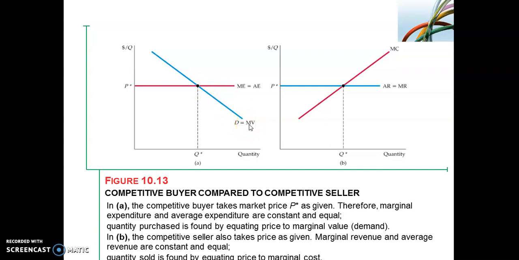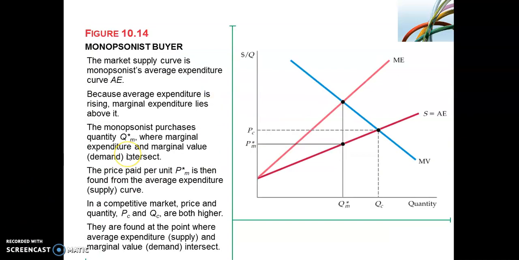So how much must this buyer purchase? How is Q star determined? It is the point of intersection between these two curves, where marginal value is equal to marginal expenditure. So you purchase the amount where MV is equal to ME. Figure 10.13 dealt with competitive buyers and sellers. Now 10.14 deals exclusively with a monopsonist buyer.